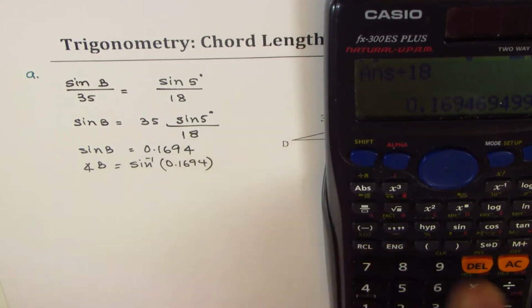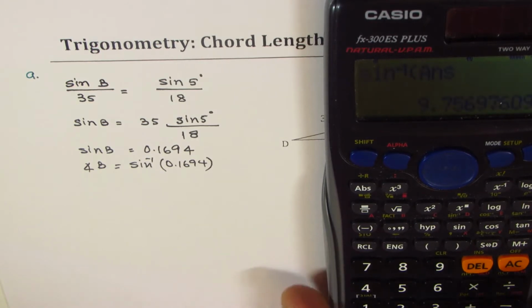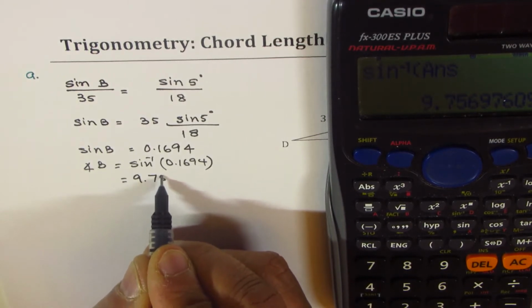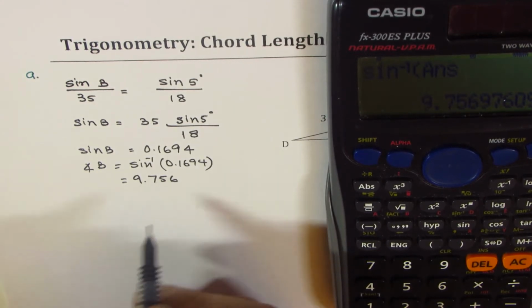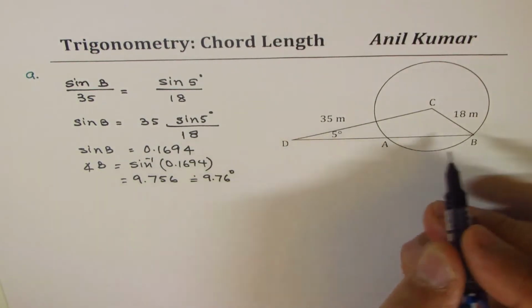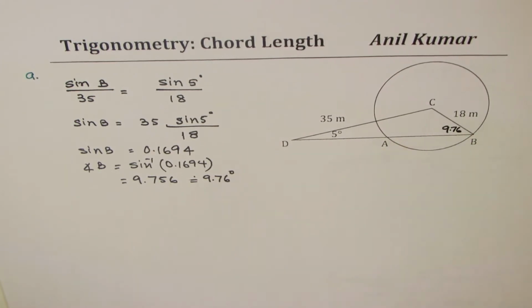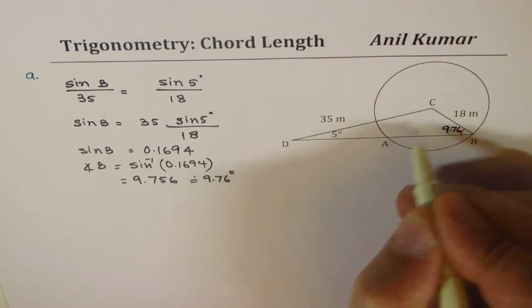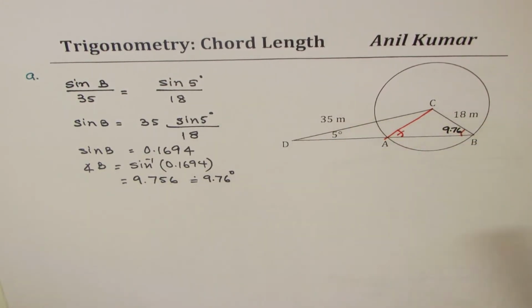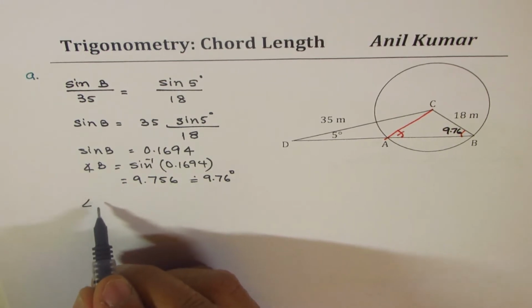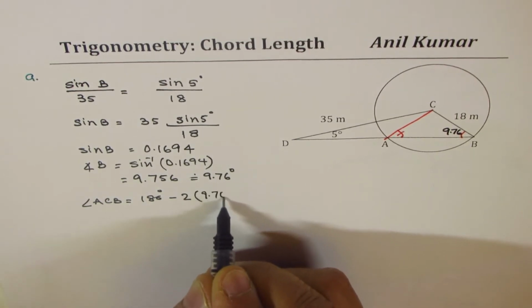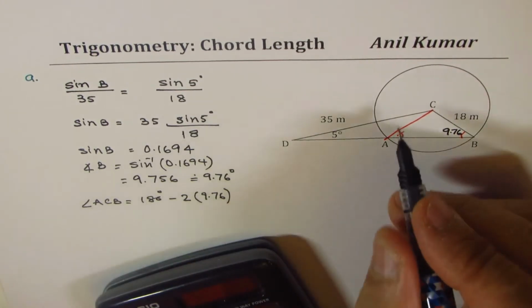So we do shift sine inverse of our answer, which equals 9.756. In this case we have to round to the hundredth, so we'll round it to 9.76 degrees, correct? So we know what angle B is. It is 9.76 degrees. If I join C with A, this angle is also the same. Perfect. Now because of that, we can find angle ACB. So ACB is 180 degrees minus twice 9.76, correct? Since this is an isosceles triangle.